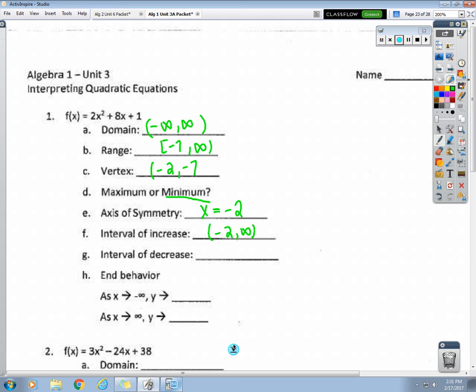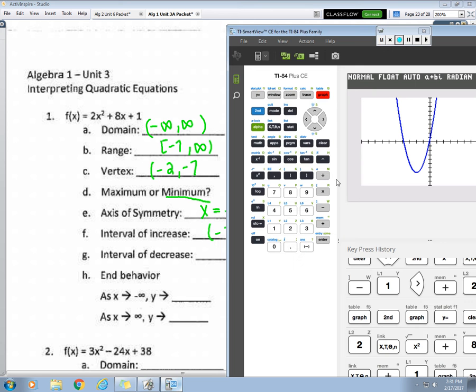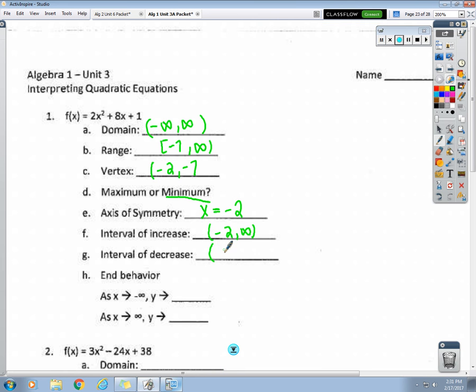Okay, so decreasing would be on this side. Where did it start decreasing? And then it quit decreasing at negative 2. So it started decreasing on the left side forever ago, which would be negative infinity. And then it quit decreasing when it got down to the vertex, which had an x value of negative 2.